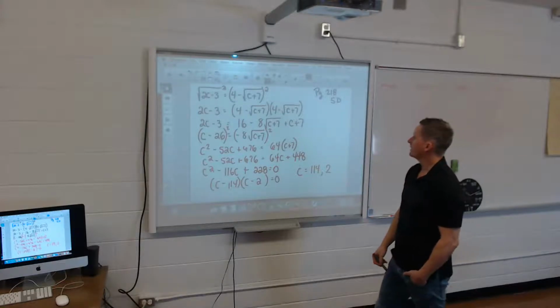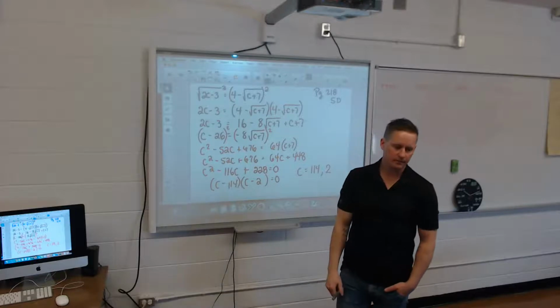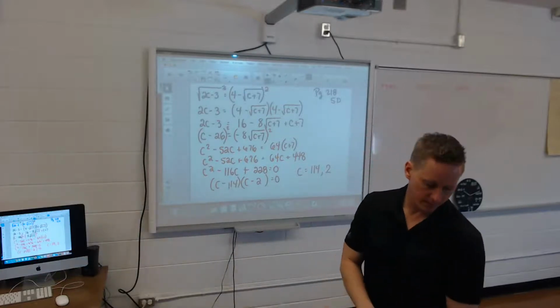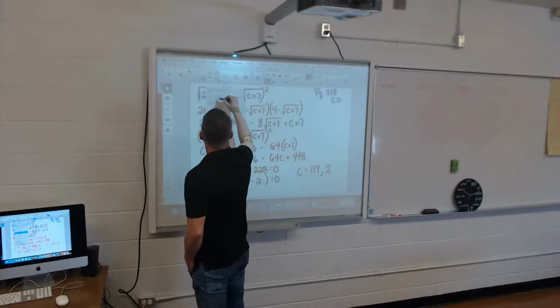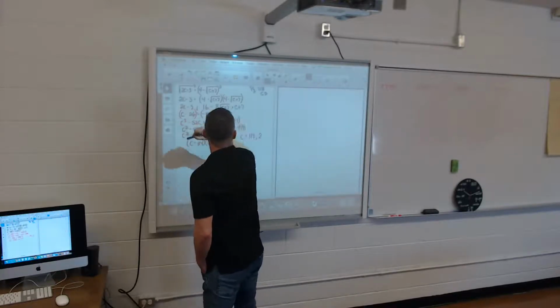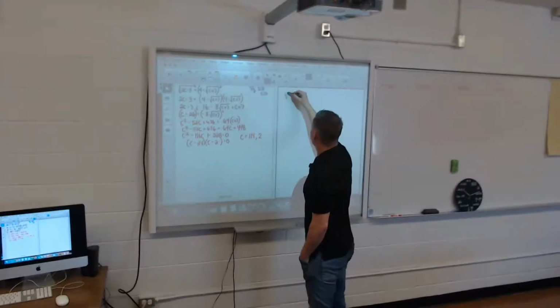Okay, now I could put those into my original equation to find out which one of them works. So let me, okay, the original equation was root c plus 7.